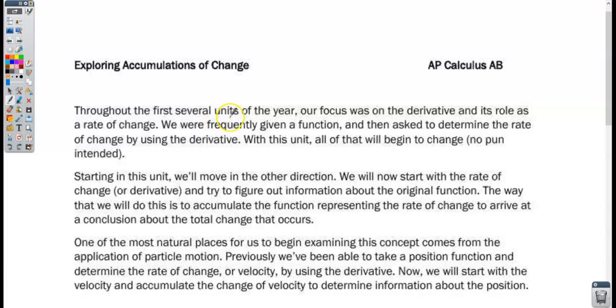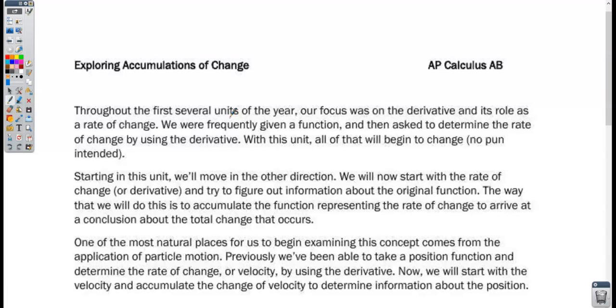It says, through the first several units of the year, our focus was on the derivative and its role as a rate of change. We were frequently given a function and then asked to determine the rate of change by using the derivative. So that really was our first 5 units. With this unit, that's going to begin to change. Instead of focusing on change, we're going to begin looking at accumulation of change.